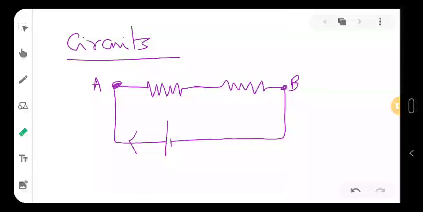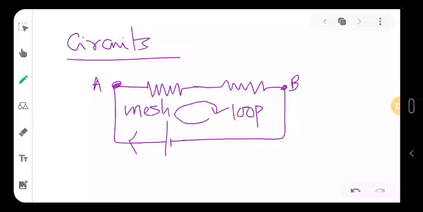Now in the case of a closed circuit, we can say that this whole circuit is a loop, or we also use another term for this, mesh. So you can call it loop or you can call it mesh, that depends on you. In this case the current is flowing in a clockwise sense. So this is one mesh.